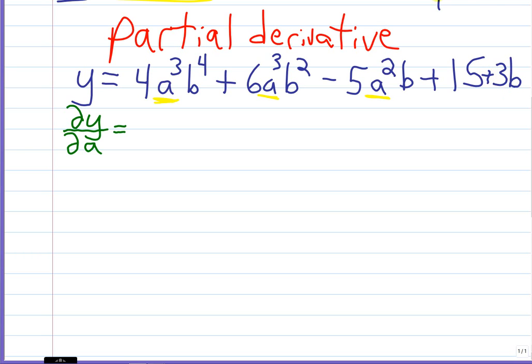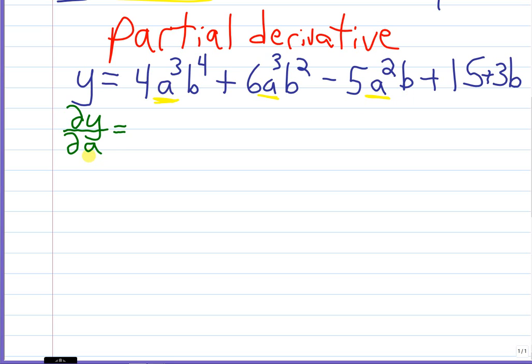Let me try to explain why I did this. This term 15 doesn't have an a, so we're going to treat it like a constant. This term is 3b. It doesn't have an a, so we treat it just like a constant, just like we would the number 15. Here we treat this b just like we do the number 5. They are both treated as constants when we're taking a derivative with respect to a.